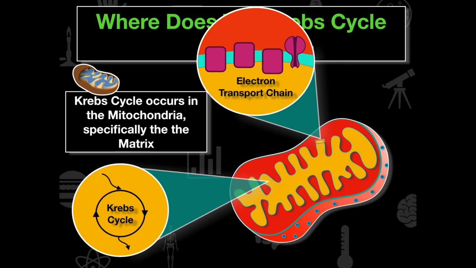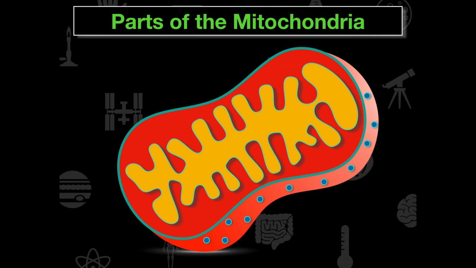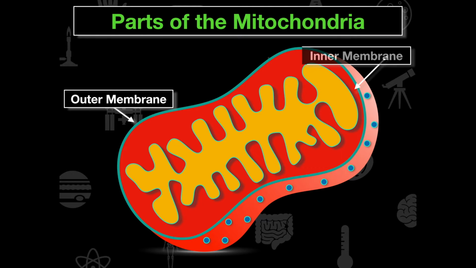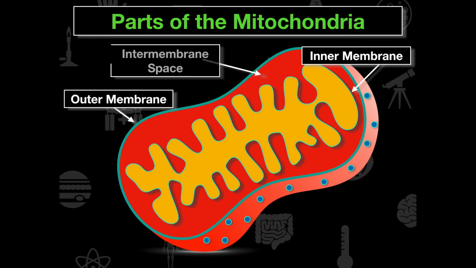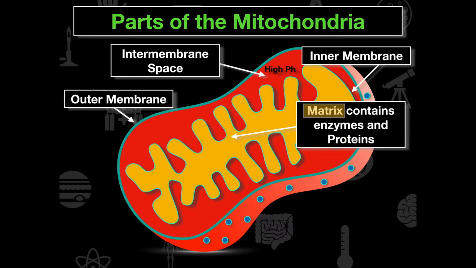So to better understand this, let's look at the mitochondria in a little more detail. We're going to have this outer membrane, and then we also have this inner membrane. And that inner membrane is where the electron transport chain is. Now, we also have this intermembrane space, and this intermembrane space is a high pH, whereas this matrix, where the Krebs cycle occurs, is where we're going to contain enzymes and proteins.